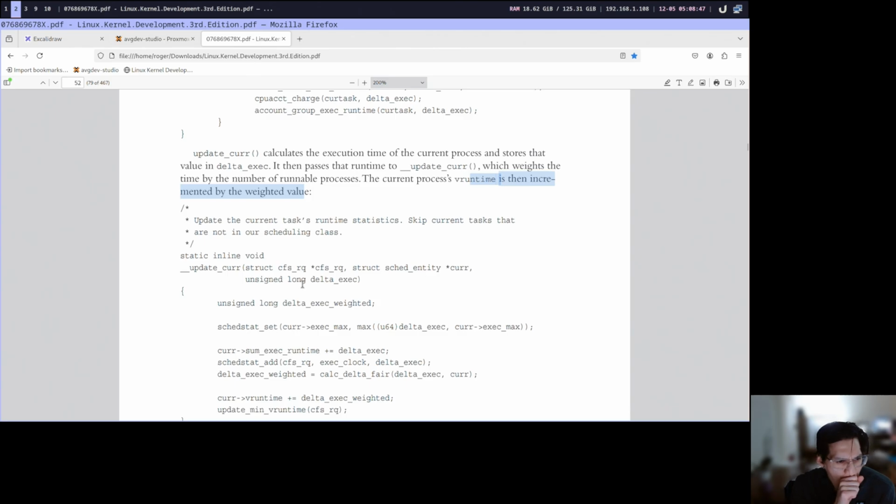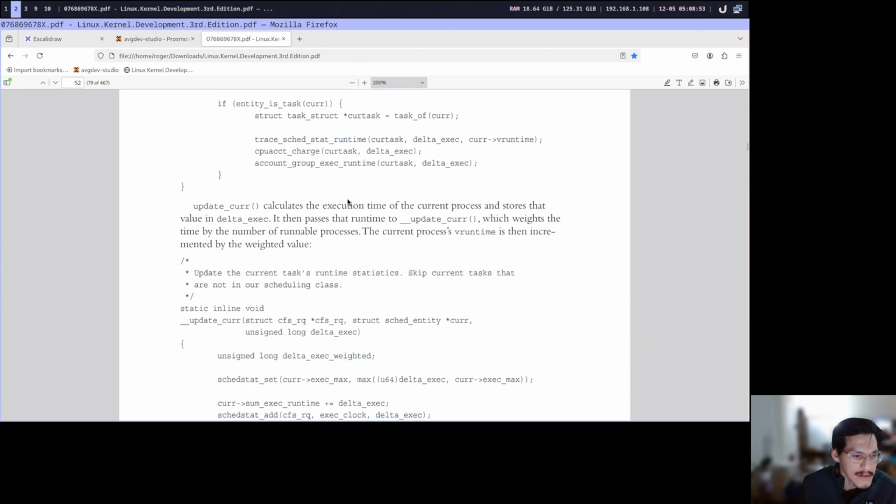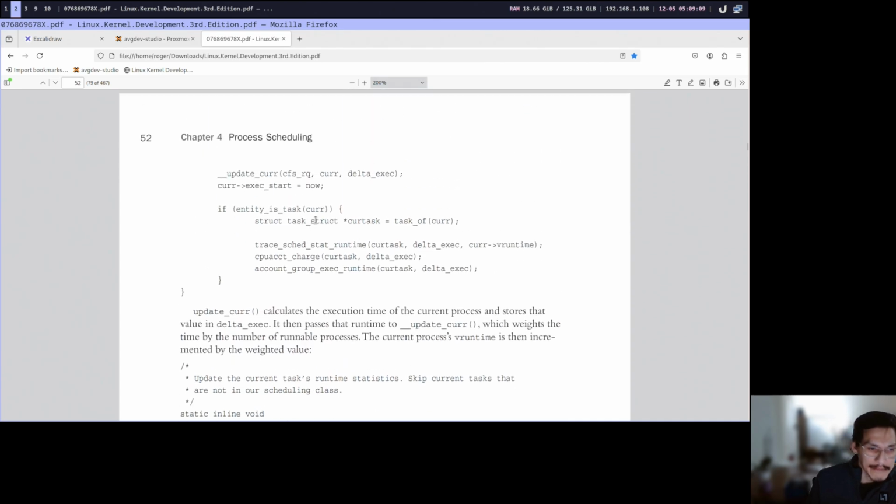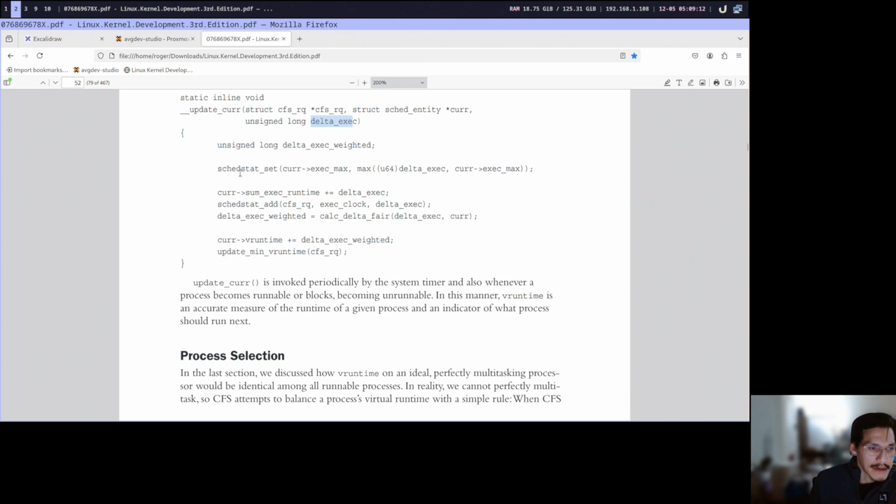So this is update curr. This call here goes down to this function. Okay. So this takes in the completely fair schedule run queue, the pointer to it. It also takes in a pointer to the schedule entity, and then the delta, the time delta it has executed since the last time it ran. Okay. Then what do we do? Looks like there's the declaration of waited time. Okay. And that eventually gets set or incremented with v runtime.